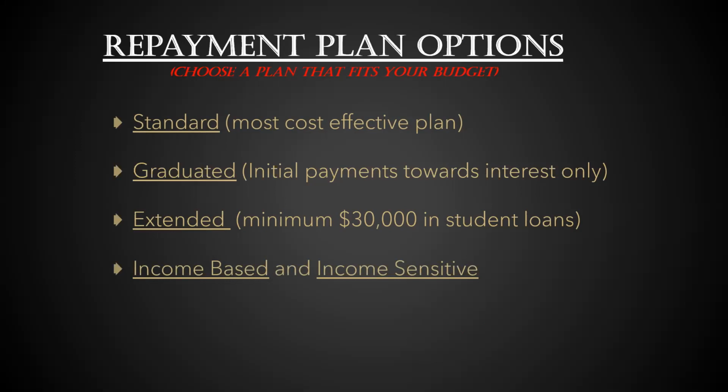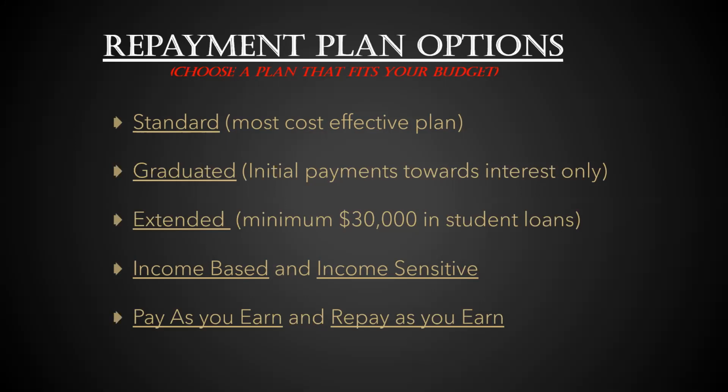Other plan is called income-based or income-sensitive, as well as pay-as-you-earn and repay-as-you-earn. These look at your household size, your income, poverty level. It reevaluates every year what your financial circumstances are. The goal of these plans are to lower your monthly payment to make it affordable, but the repayment time frame can be anywhere between 10 years and 30 years. So of course, over a 30-year time frame, the amount that you pay in interest can almost double the amount of your original loan.